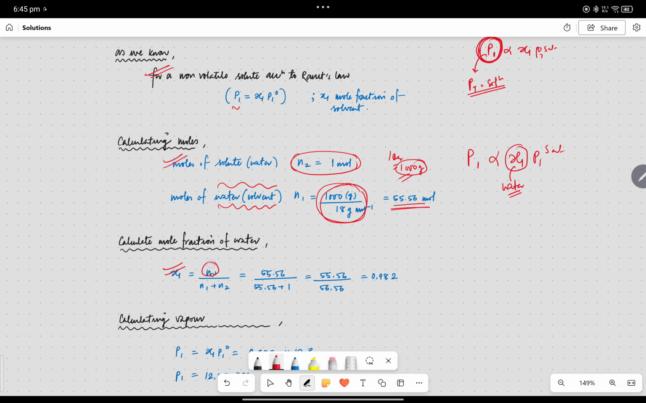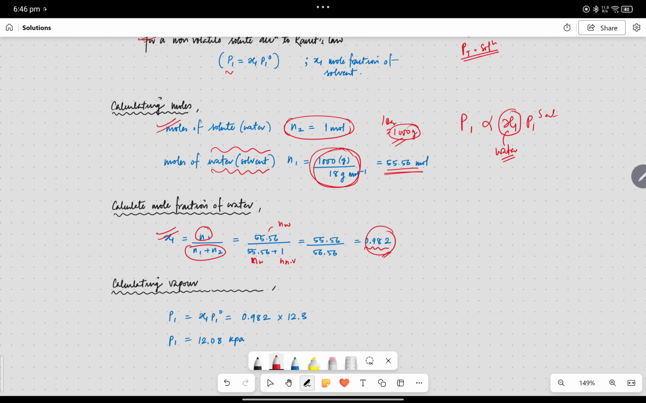Now the mole fraction of water you have to calculate: the number of moles of water by the total moles. So 1 mole of non-volatile solute plus 55.6 moles of water in the denominator, and in the numerator the moles of water. This is going to be 0.982, the mole fraction of water, simple.